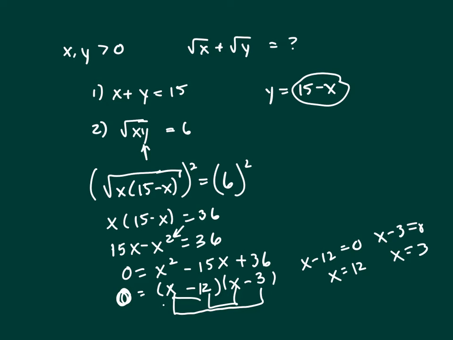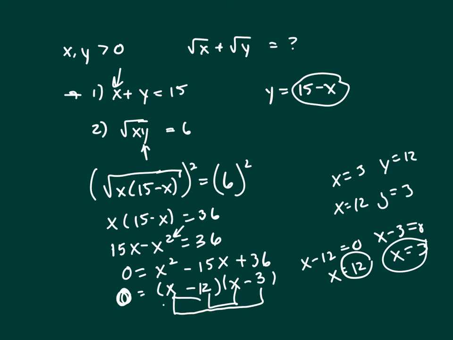And this is going to work because if you let x be 12, if you plug it back in this top equation, if x is 12, that means y is 3. If I let x equal 12, y equals 3. If x is 3, that means y is 12. So you can find the value of square root of x plus the square root of y.